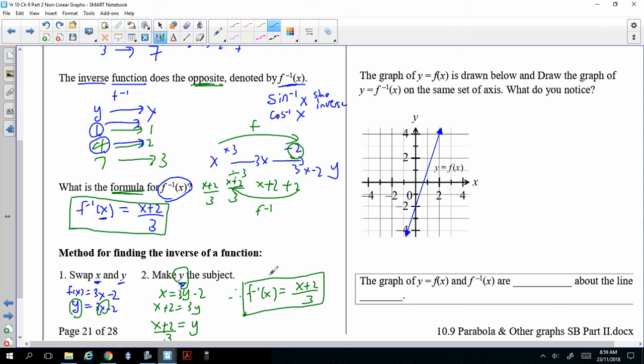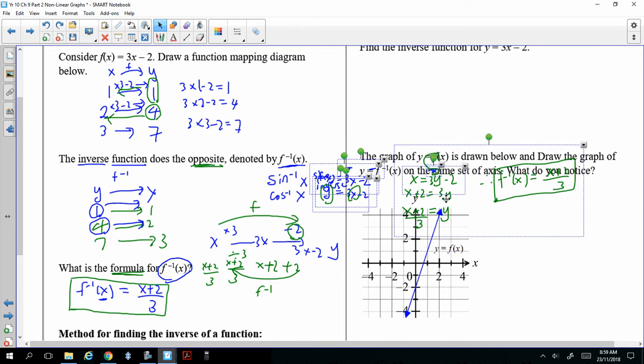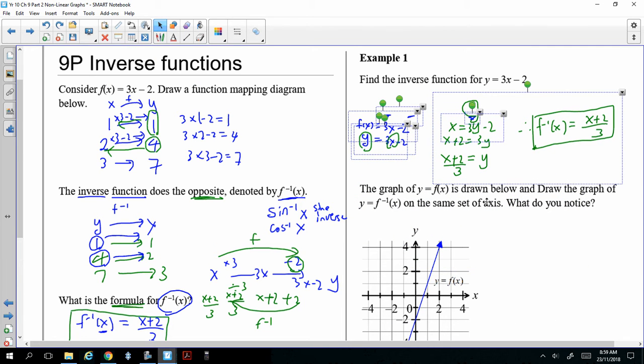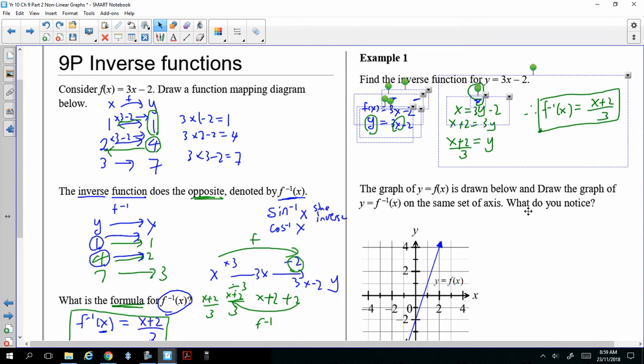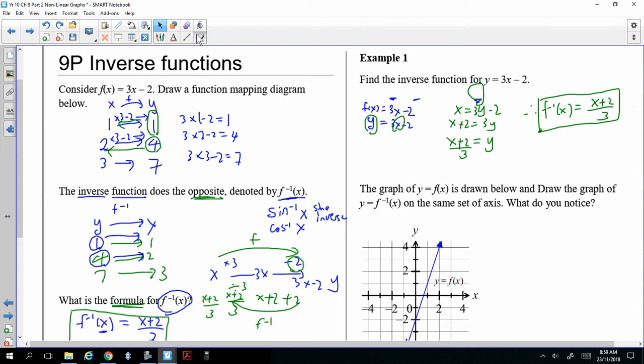So, actually, I did it here. This working out should be over there. So let me drag it up. Should be here, right? Find the inverse. And get rid of that. We don't need that. Okay. So any questions? So it's pretty straightforward.